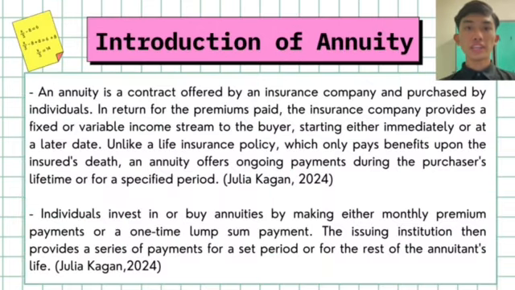Production of annuity. An annuity is a contract offered by an insurance company and purchased by individuals. In return for the premium paid, the insurance company provides a fixed or variable income stream to the buyer, starting either immediately or at a later date, unlike a life insurance policy, which only pays benefit upon the insured's death. An annuity offers ongoing payment during the purchaser's lifetime or for a specified period. Individuals invest in or buy an annuity by making either monthly premium payments or a one-time lump sum payment. The issuing institution then provides a series of payments for a set period or for the rest of the annuitant's life.